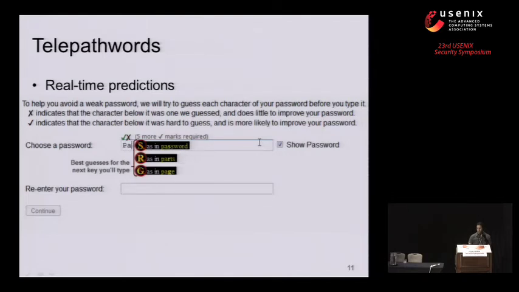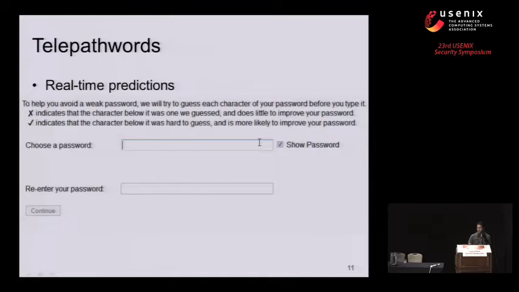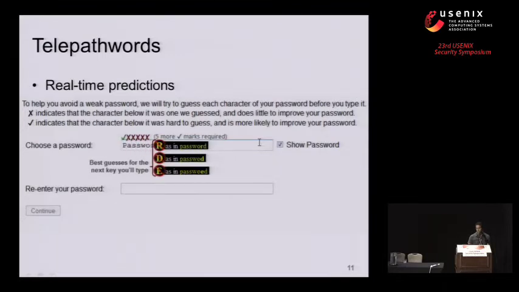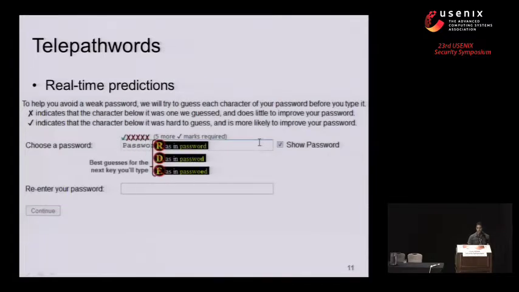As the password is entered, Telepathwords provides predictions for what character the user is likely to type next. This is similar to autocomplete, except that users are discouraged from typing the predicted characters. One of the goals of Telepathwords is not just to detect weak passwords, but to communicate to users why a password is weak. We believe that by showing users that a machine can guess their password, they will understand that an attacker could also.